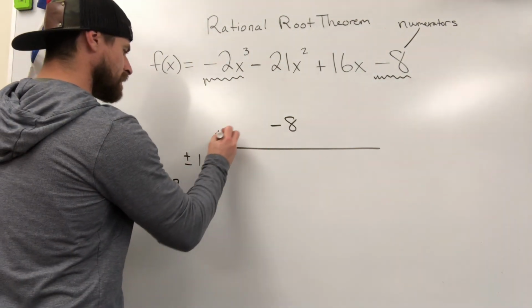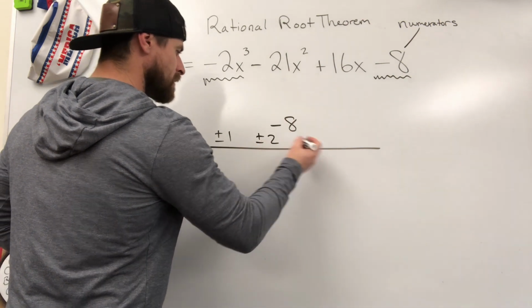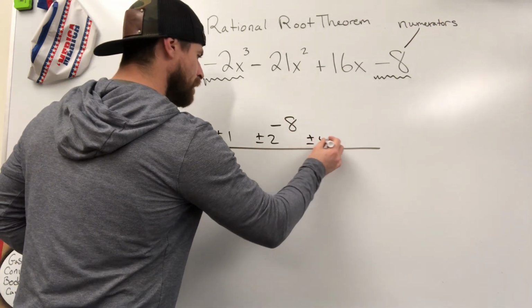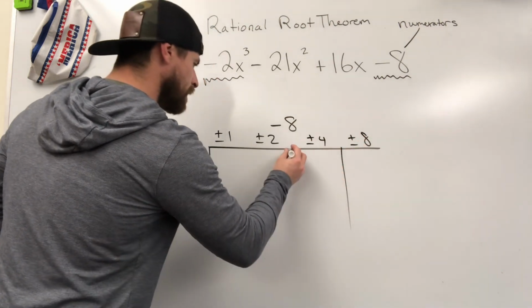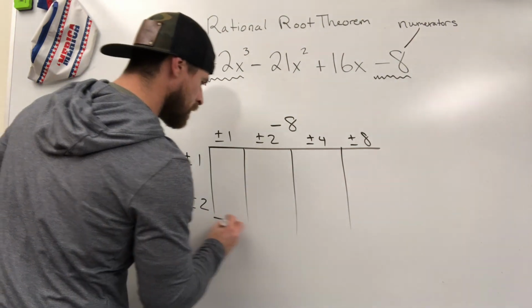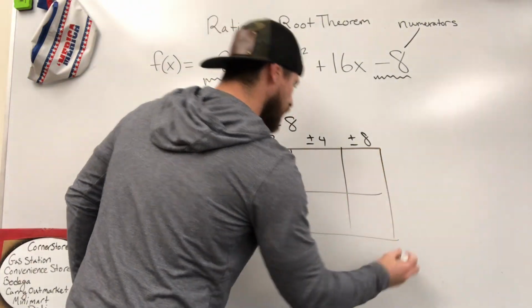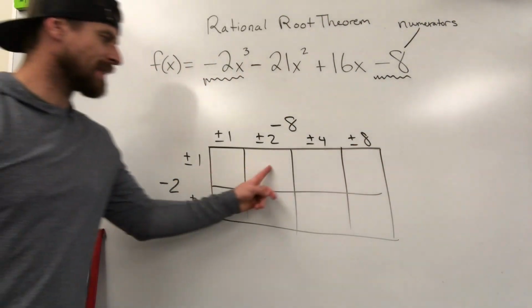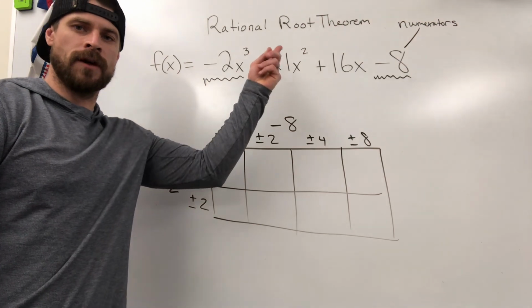But when it comes to negative 8, we've got more than just 2 of them. We've got positive and negative 1, positive and negative 2. Negative 8 is also divisible by positive or negative 4, positive and negative 8. So now I've created 4 columns, 2 rows, and I have a table that now I can list out all possible roots to this given function.